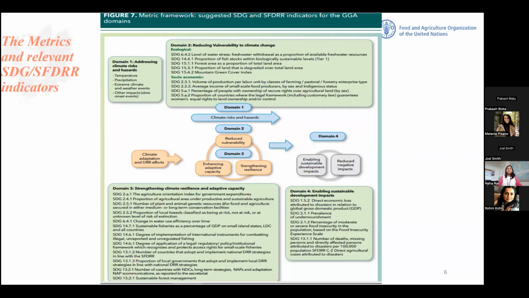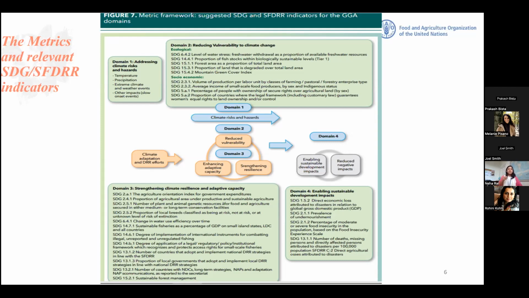Now, I know this slide is a bit difficult to read, but it helps us to know how we can use some of the SDG and DRR indicators within the 4 domains that I tried to explain earlier. So FAO is a designated custodian agency for a significant number of SDG indicators. And as a result, there are developed robust methodologies for 18 of these indicators. So these indicators are comparable and aggregable at various levels.